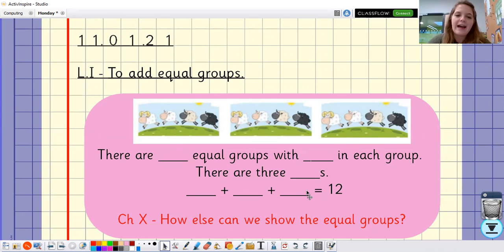Okay, hopefully you've had a chance now to have a look at this sentence and the number sentence. I'm going to go through it together.